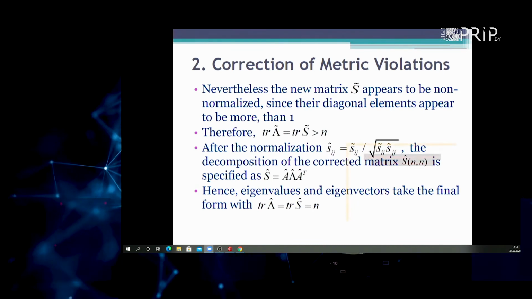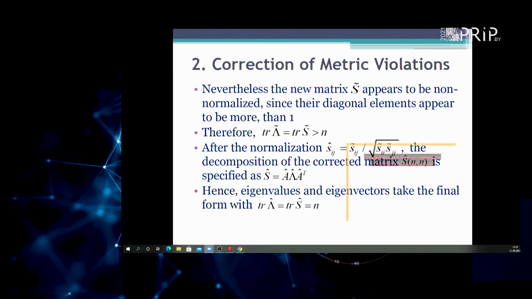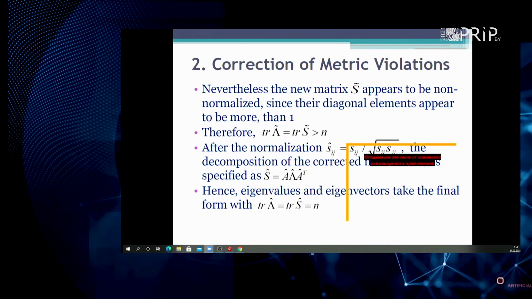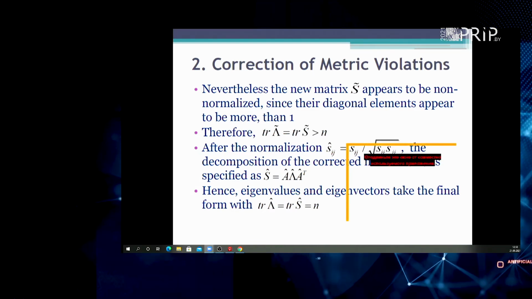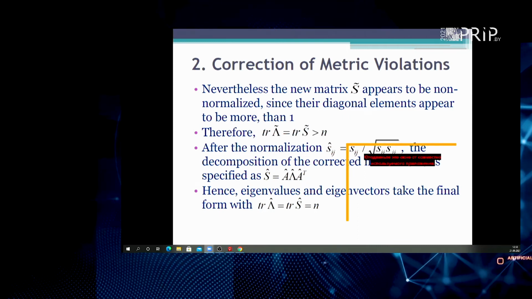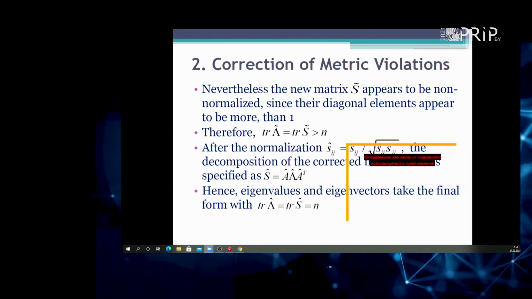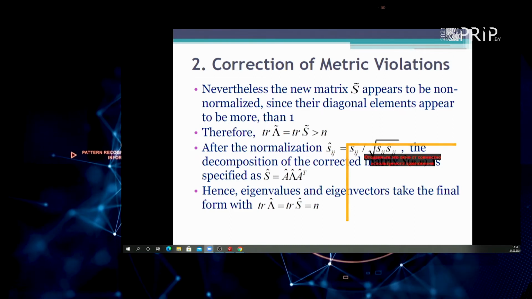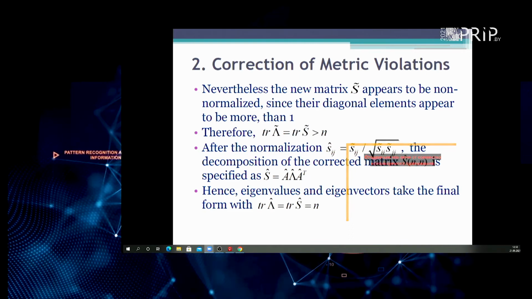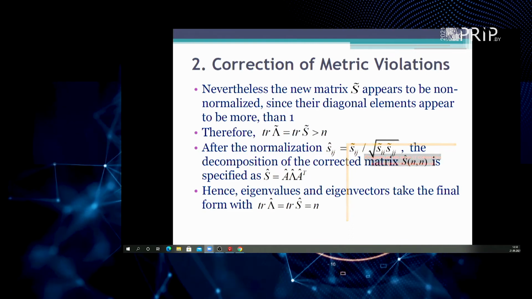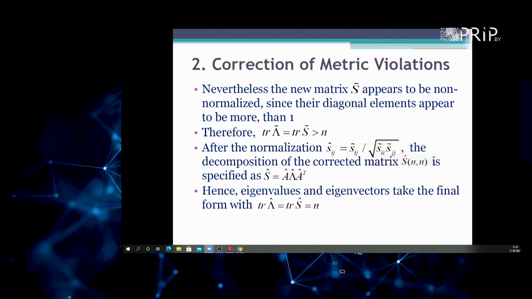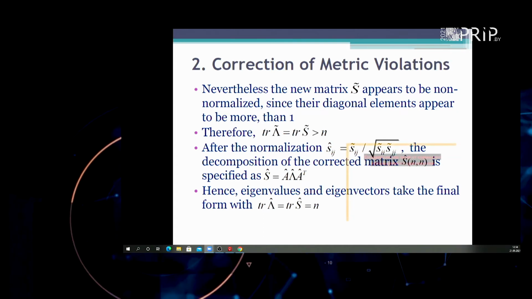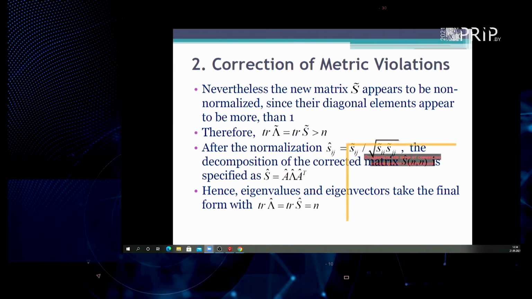Nevertheless, the new matrix S under the wave appears to be non-normalized, so we need to normalize it to get the diagonal elements as units. After that, the trace of this matrix will be not more than n. So normalization is represented here. After that, we can decompose the S under the hat again, and we can see that the trace of the new matrix S under the hat is n.